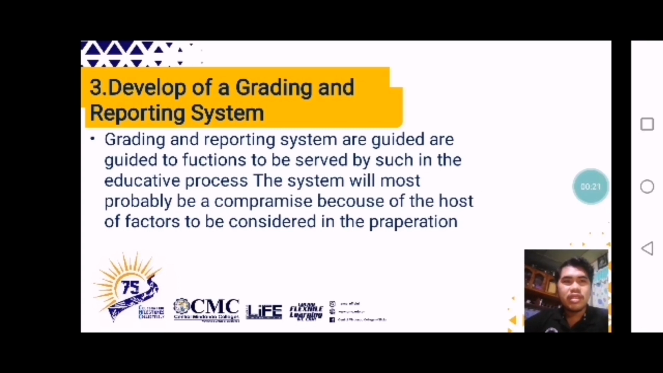And number three, development of grading and reporting systems. Grading and reporting systems are guided by the functions to be served by such in the educative process. The system will most probably be a compromise because of the host of factors to be considered in the preparation.